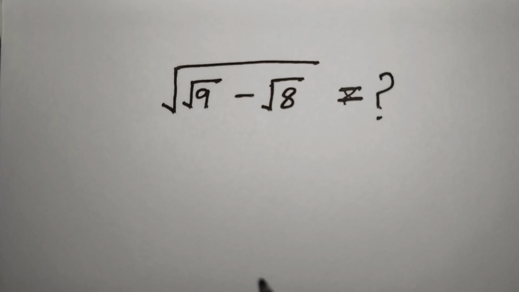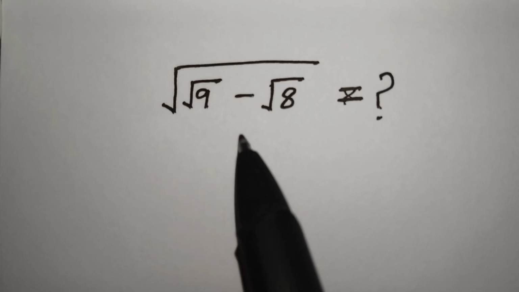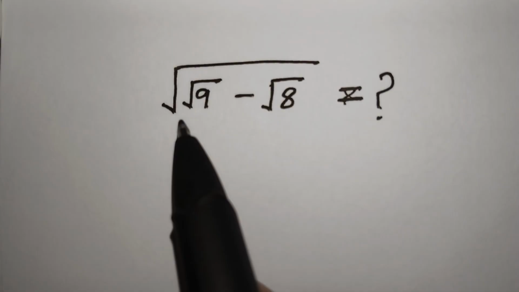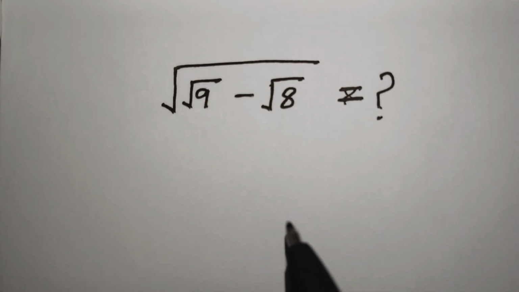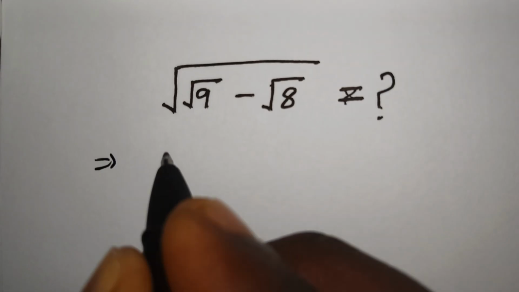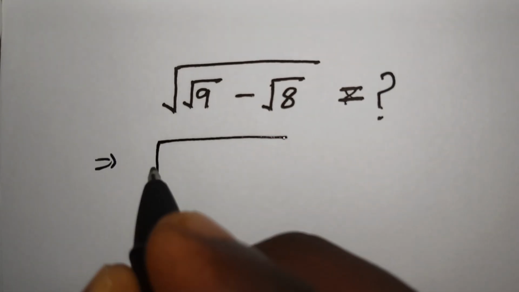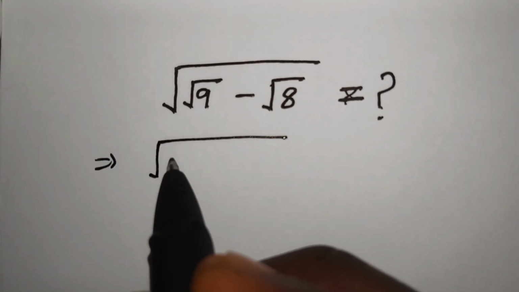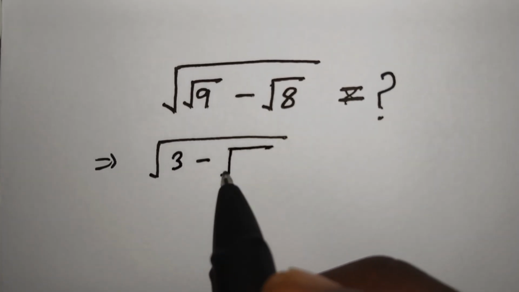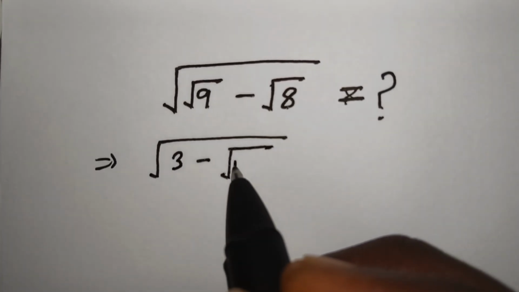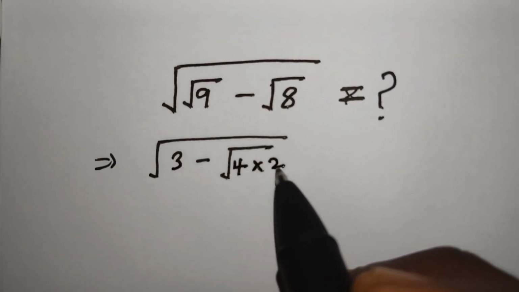Hi guys, here we have a nice radical problem. Square root of 9 minus square root of 8 is equal to what? This implies that square root of what is square root of 9? That is simply 3. Minus square root of 8 could be written as 4 times 2.